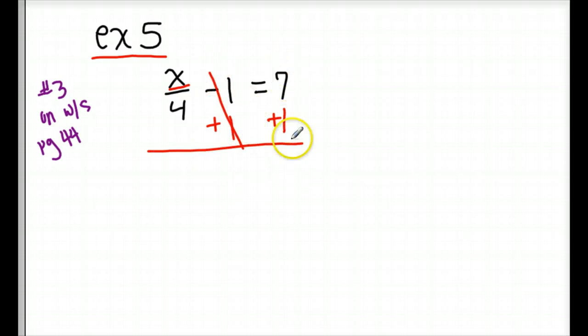This cancels out. 7 plus 1 is 8. 8 equals x over 4. Now we have a whole new equation. Now these are just like our one-step equations that we did last week.